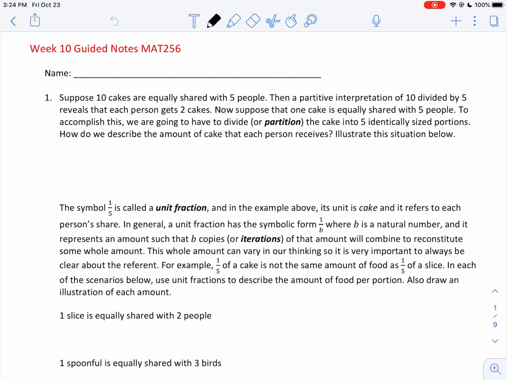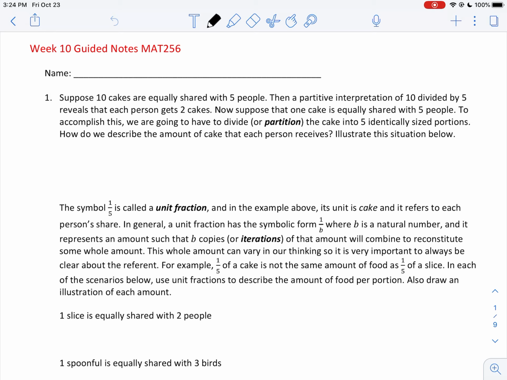Now suppose that one cake is equally shared with 5 people. To accomplish this, we are going to have to divide, or I can use the word partition, the cake into 5 identically sized portions. Notice that I don't say 5 identically shaped portions. We'll talk more about that in a moment.